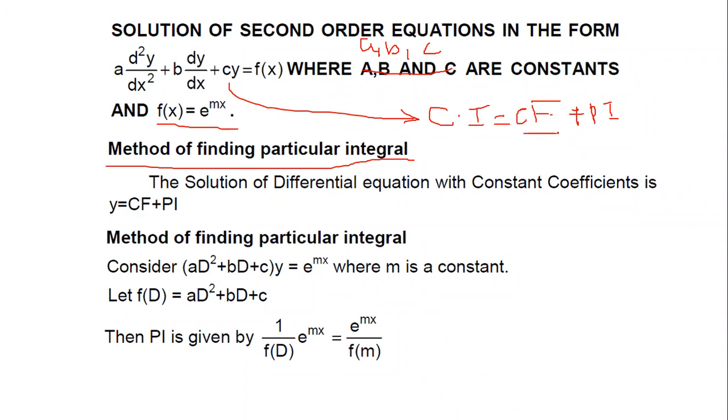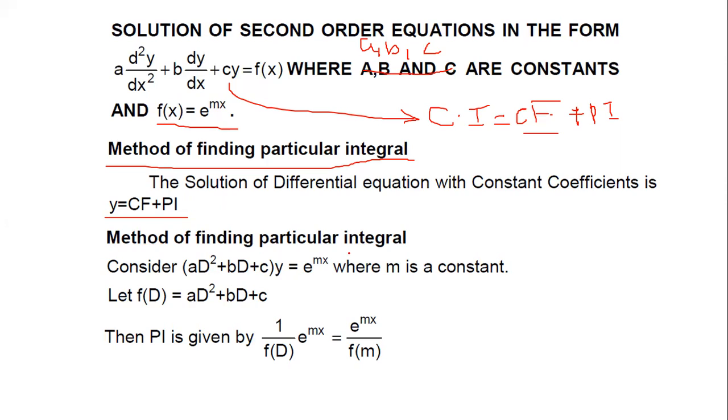To find the complementary function, you have to make the right hand side equal to 0, and then you can find the complementary function. But for finding the particular integral, this is the procedure. The solution of a differential equation with constant coefficients is y equal to complementary function plus particular integral.